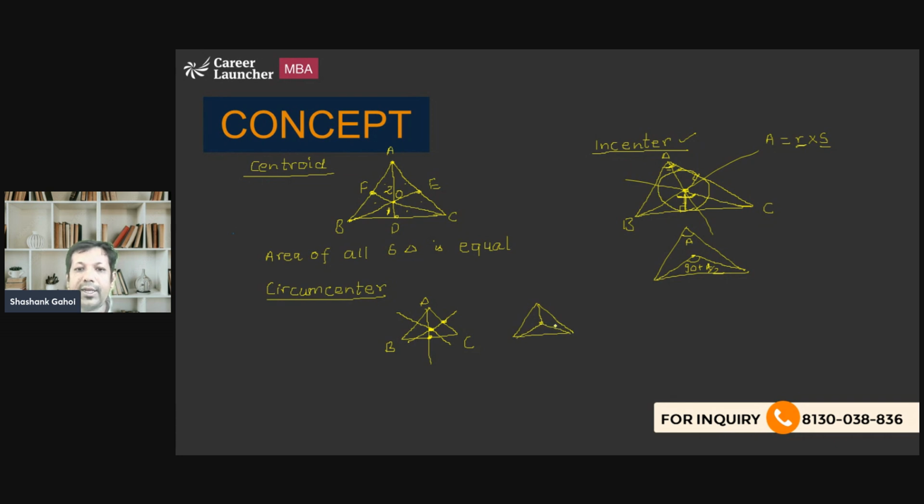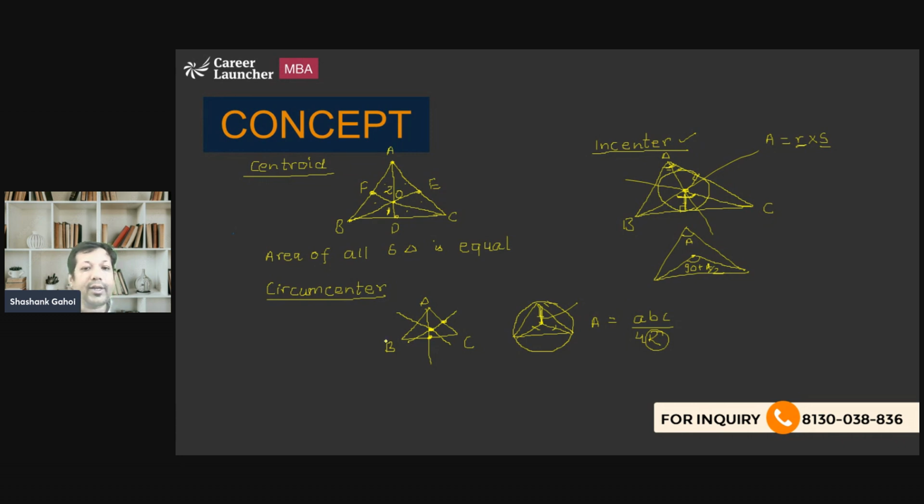All three of these lengths are going to be equal. Take this as the center and this length as the radius, and you can draw a circle from here. That circle is called the circumcircle and this length is called the circumradius. In the last class, we have seen that the area of a triangle is given by ABC upon 4R. That capital R is actually this radius that we are talking about now.